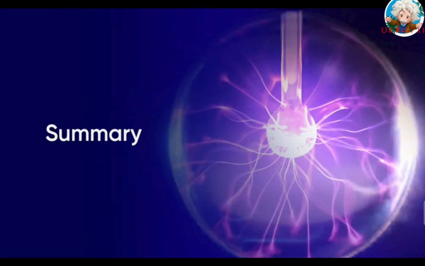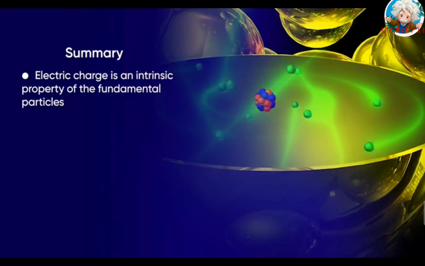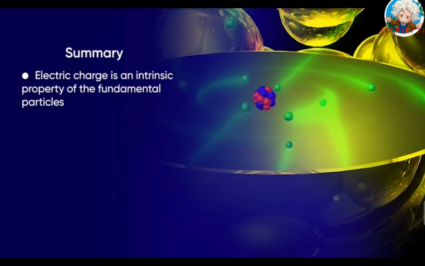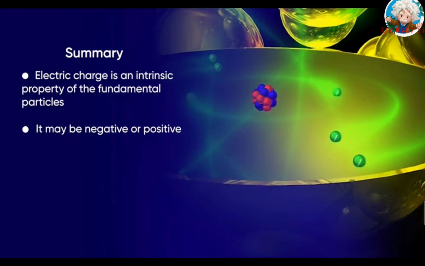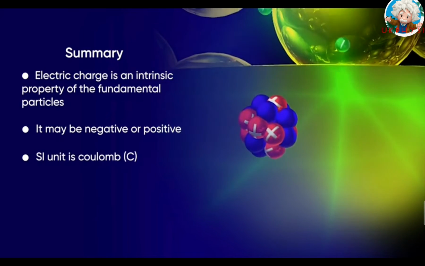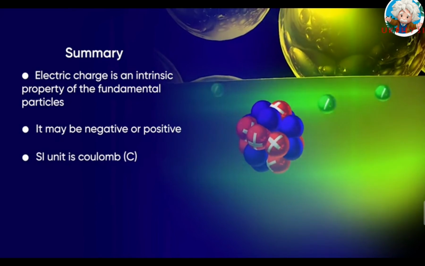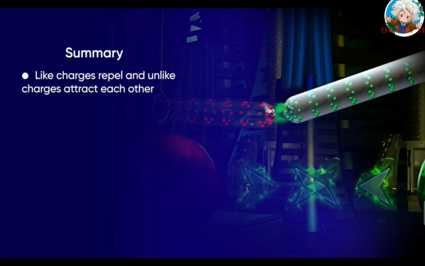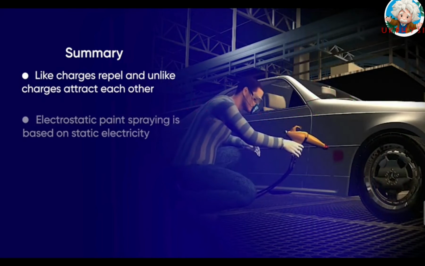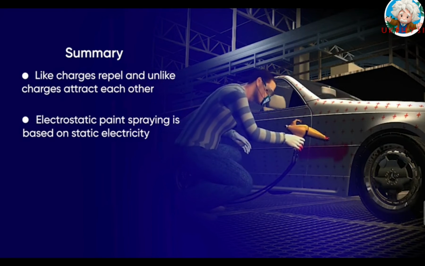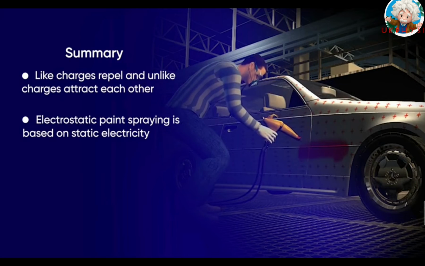To summarize, electric charge is an intrinsic property of fundamental particles of matter. It may be negative or positive. In the SI unit, the magnitude of charge is measured in Coulomb, C. Like charges repel and unlike charges attract each other. Electrostatic paint spraying is one of the many industrial applications of static electricity.